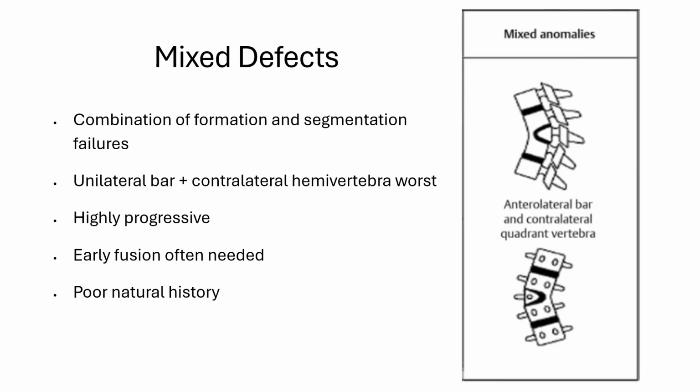These mixed defects demonstrate highly progressive behavior because the mechanical forces work synergistically to worsen the deformity. The bar restricts growth on one side, while the hemivertebra promotes continued expansion on the opposite side, creating a powerful combination that drives rapid curve progression. This mechanical disadvantage explains why these defects often require early surgical fusion to prevent the development of severe, rigid curves that become increasingly difficult to correct.